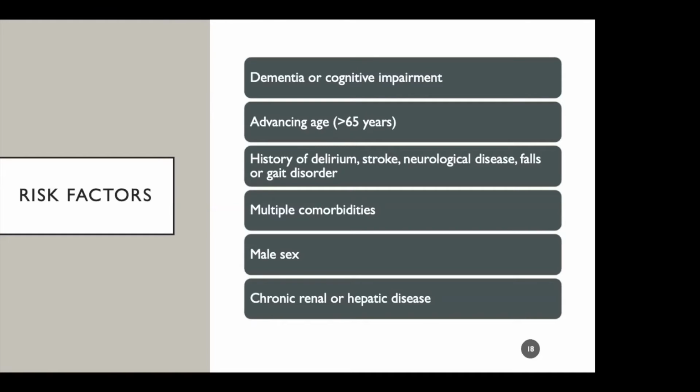So if you already have a dementia or you have mild cognitive impairment, you're actually at greater risk for a delirium, just having dementia. Age, advancing age. If you already have a history of delirium and other neurological problems. If you have multiple medical diagnoses, most older adults, at least in the United States, have 3 to 5 chronic illnesses by age 65, like hypertension, diabetes, COPD, depression. So, the more you have, the more at risk you are.